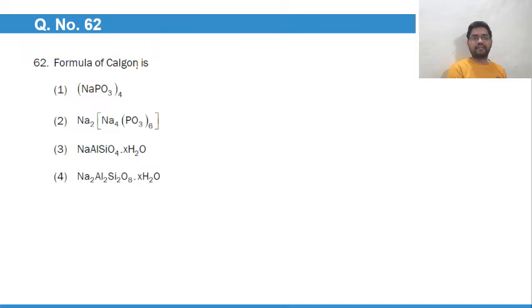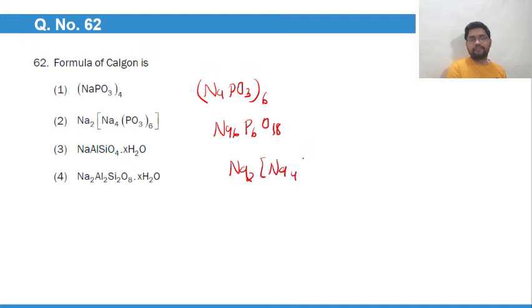62. The formula of Calgon is Na, PO3 6 times. You can take this, or Na6P6O18, or you can take Na2 Na4 PO3 6 times. So these are the several representations of Calgon. So it has to be 6, not the right answer. Na2 Na4 PO3 6 goes with this, so that means 62 is the right answer. Aluminium is certainly not present in Calgon, so we can easily eliminate this.